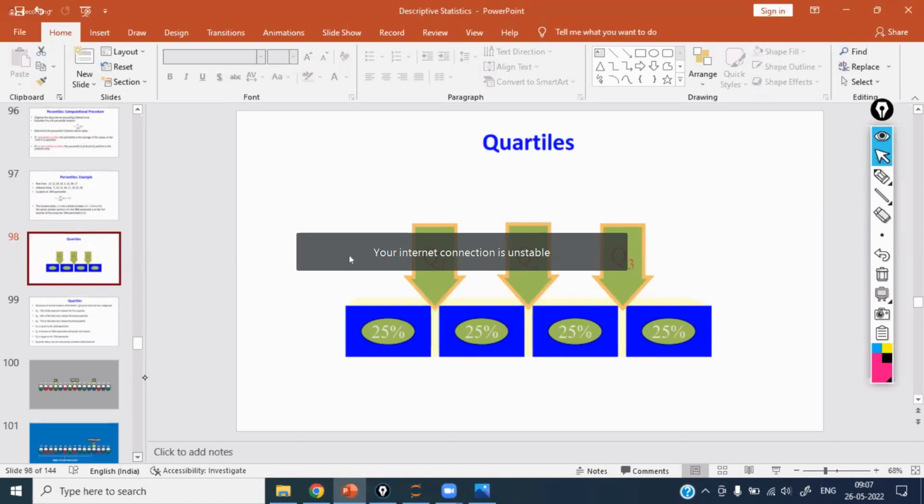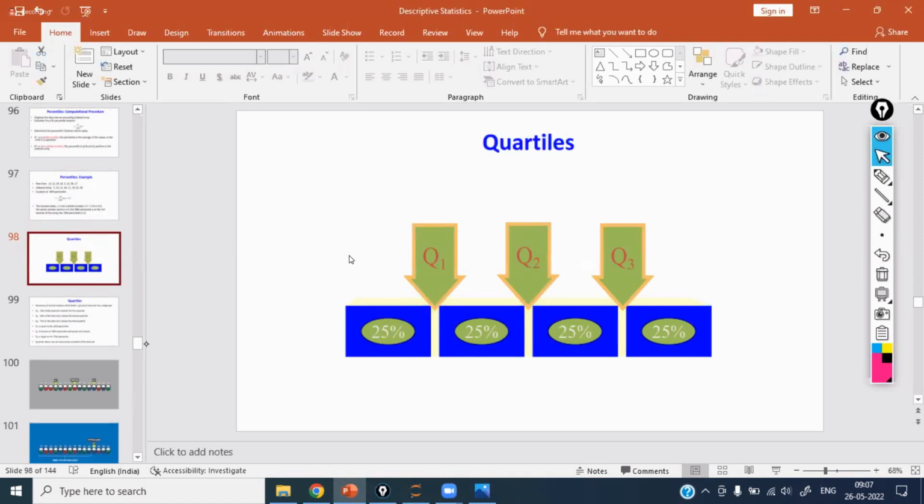Next one is called quartiles. What is meant by quartiles? The 25 percentile value is called quartile 1. Quartile, not quarter. Okay, quartile. Quartile means 25 percentile. Quartile 1 means 25 percentile. Quartile 2 means 50 percentile. Quartile 3 means 75 percentile.